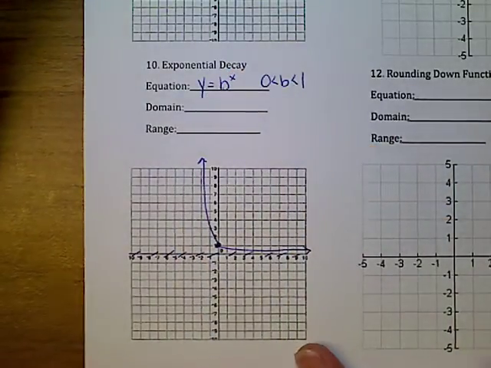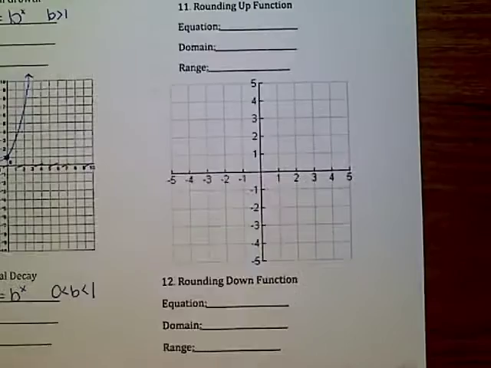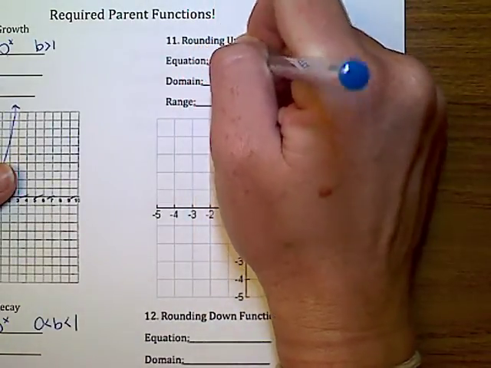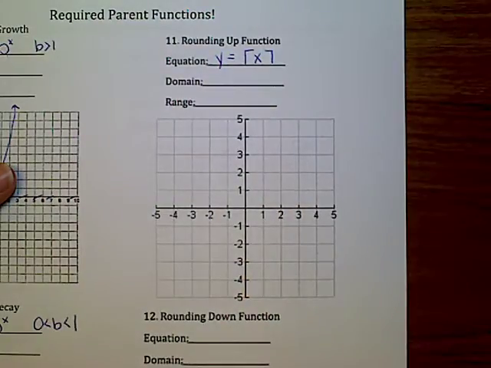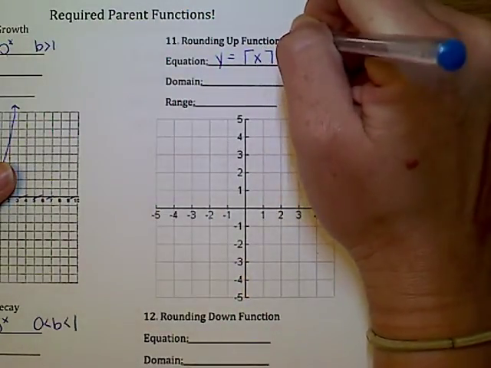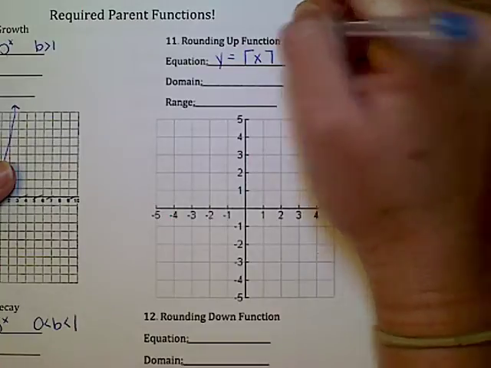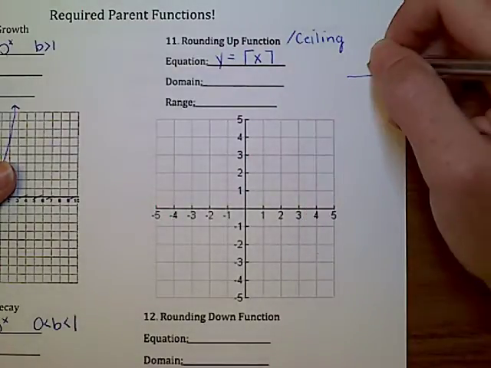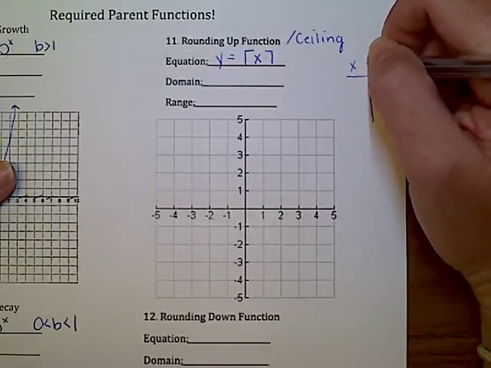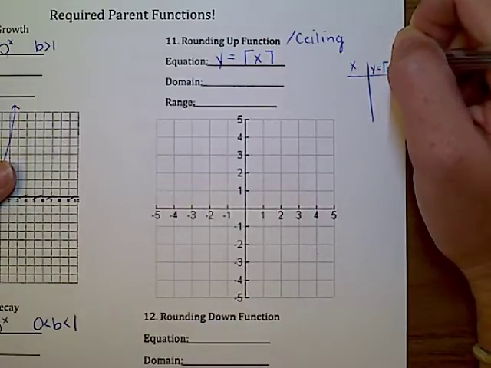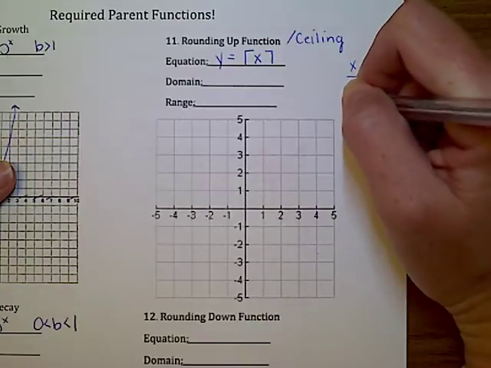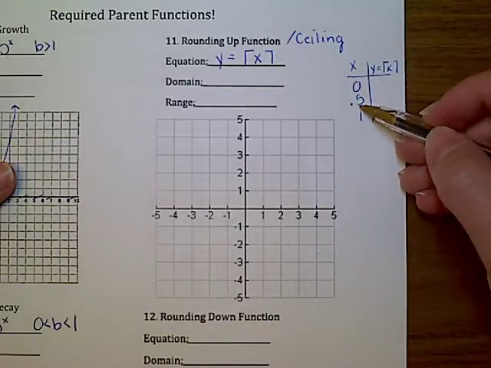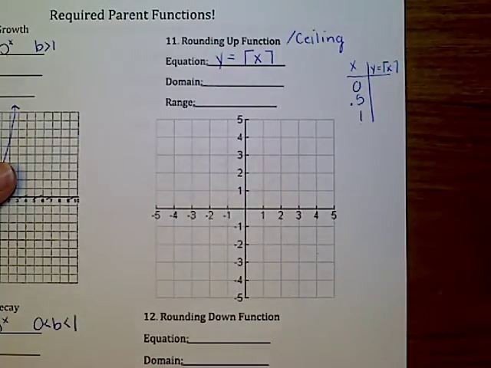Okay, and then the step functions. So the rounding up function, y equals the rounding up of x. Also called the ceiling function, so if you called it that, that would be fine. And I always kind of recommend making a little chart for this to help you out. It's one of the parent functions that I do not try to memorize. I pick 3 numbers, 0, something bigger than 0 but less than 1, and we kind of see what happens.